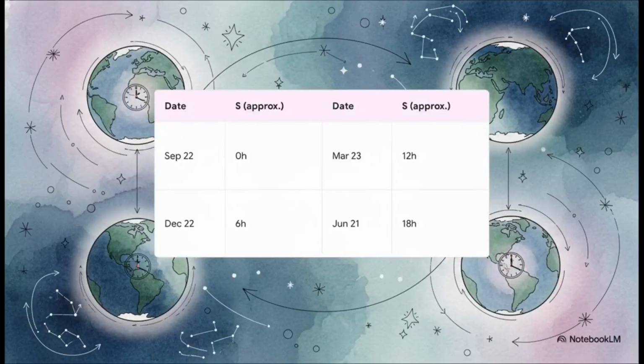And you know, there's actually a pretty neat shortcut for approximating this. Look at this table. Around the September equinox, at midnight, the solar and sidereal clocks are basically in sync. But then, as the Earth moves in its orbit, the sidereal clock at midnight gets ahead. By December, it's 6 hours ahead. By March, 12 hours. By June, 18 hours. It completes a full 24-hour cycle throughout the year. It's a beautiful, predictable rhythm.